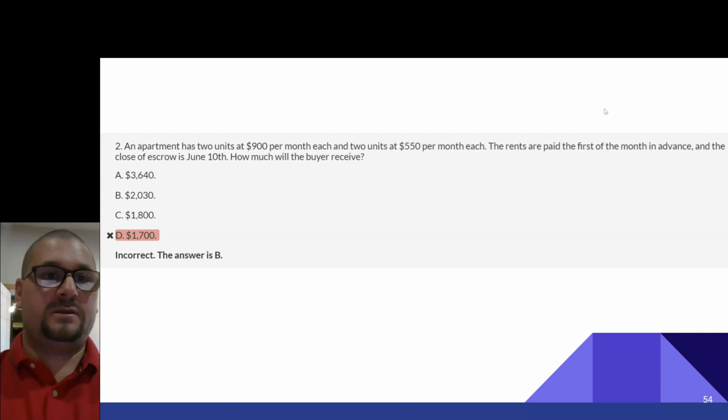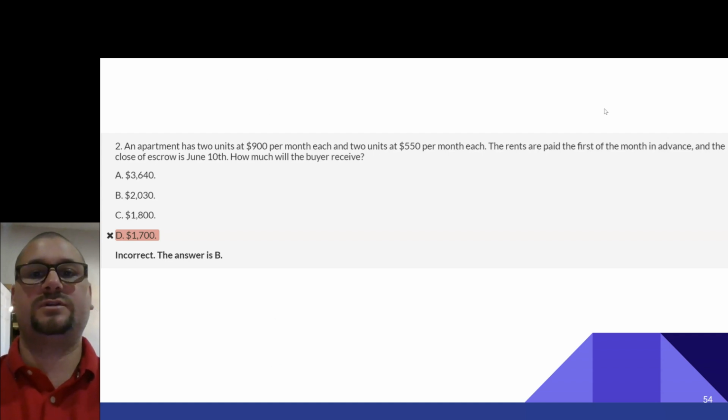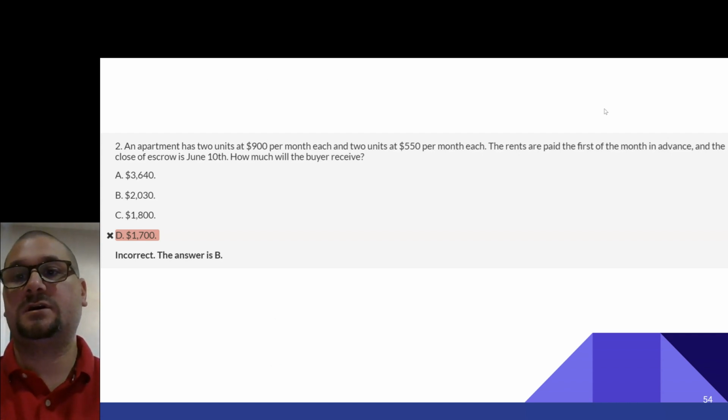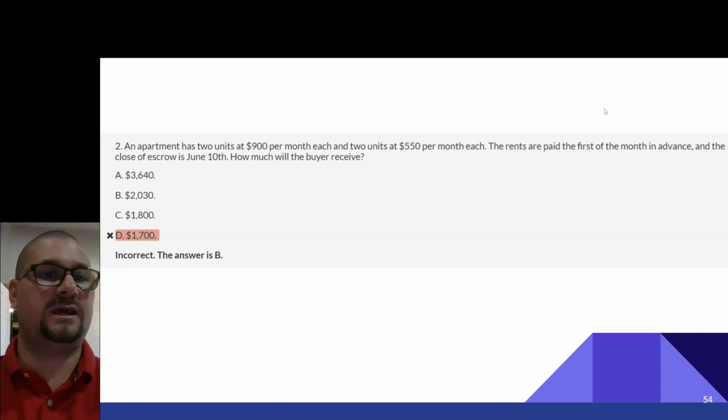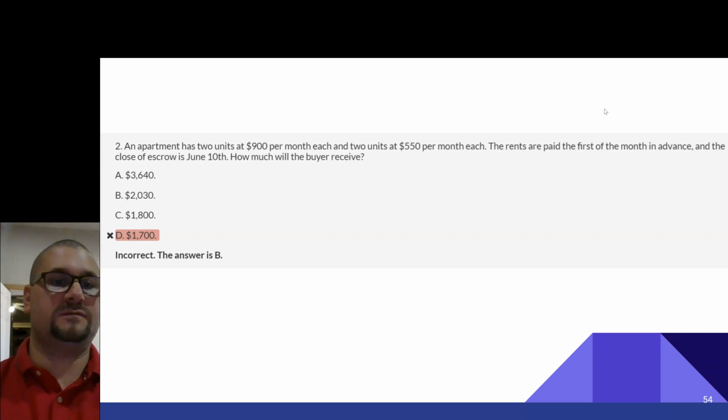An apartment has 2 units at $900 per month each, and 2 units at $550 per month each. The rents are paid the first of the month in advance, and the close of escrow is June 10th. How much will the buyer receive? Choice B, 2030.